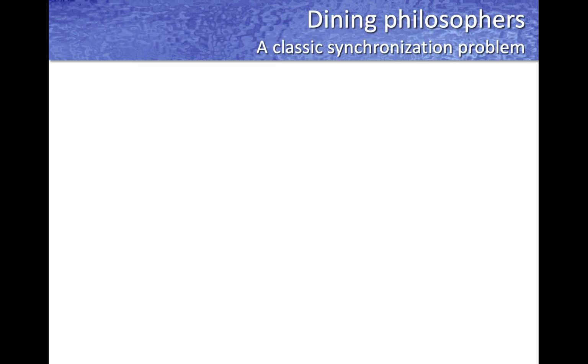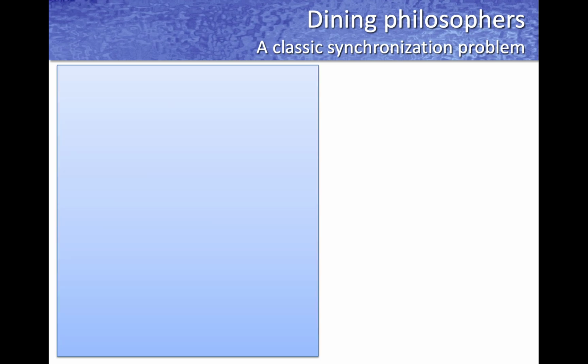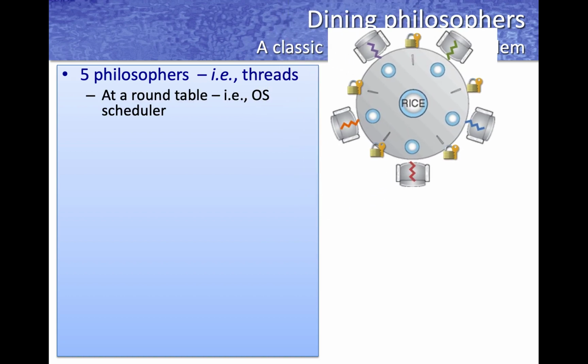This is where the dining philosophers model comes to mind. The dining philosophers is just a model, and it's used as a classic synchronization problem to help visualize the scenario. So it's more of a visual aid. Here in this dining philosophers model, we assume there are five philosophers, corresponding to threads. A philosopher is synonymous with a thread here. And they're sitting at a round table.